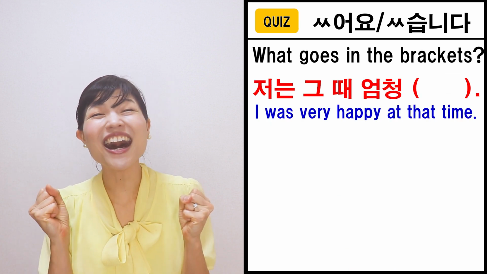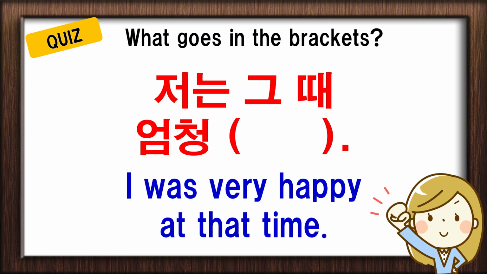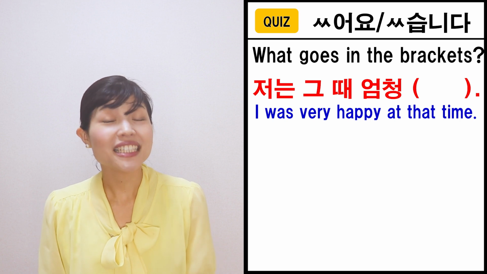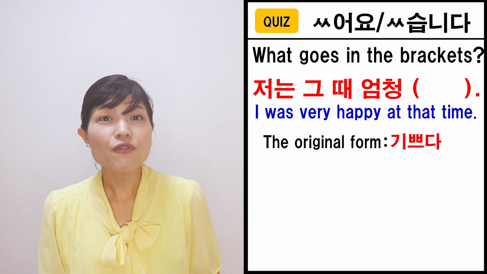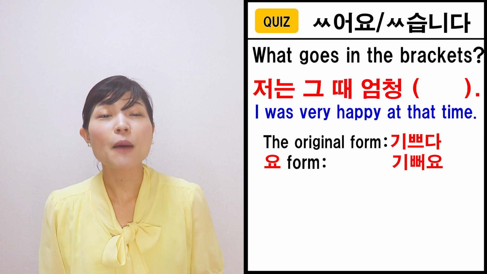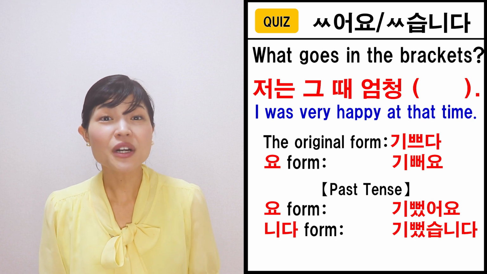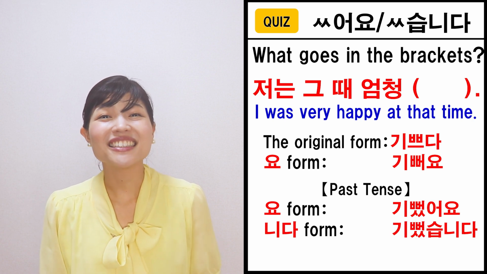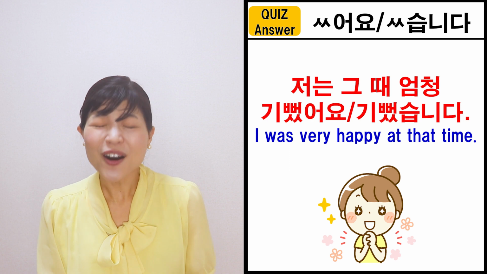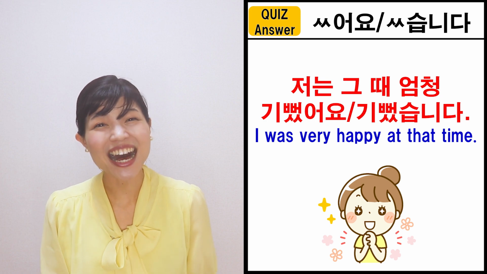How about the next question? 저는 그때 엄청 I was very happy at that time. Here as well, let's think about yo form and nida form together. First, the yo form of 기쁘다 is 기뻐요. Then you remove 요 from 기뻐요 and add 았/었어요 to say 기뻤어요. Or add 았/었습니다 to say 기뻤습니다. The whole sentence would be 저는 그때 엄청 기뻤어요. 저는 그때 엄청 기뻤습니다.